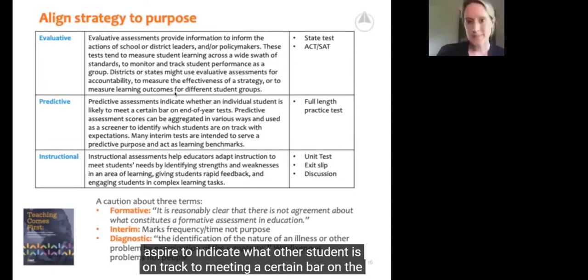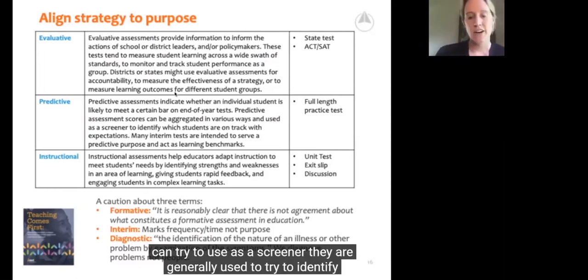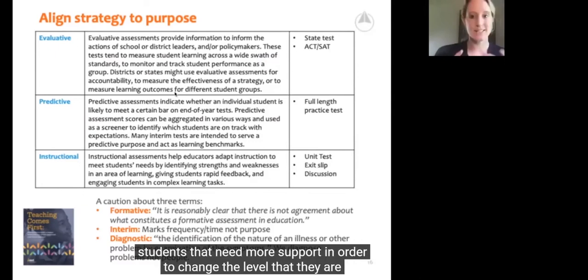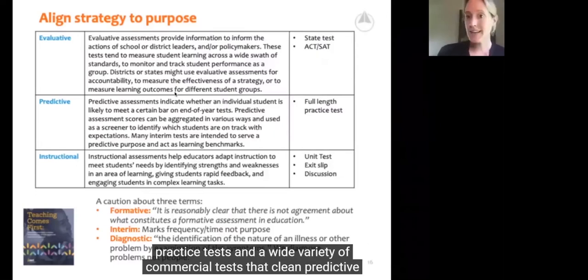Predictive assessments aspire to indicate whether a student is on track to meeting a certain bar on the end of year test. Predictive assessments can be aggregated in different ways. They can be used as a screener. They are generally used to try to identify students that need more support in order to change the level that they are tracking towards. Examples of predictive assessments would include full-length practice tests and a wide variety of commercial tests that claim predictive validity.